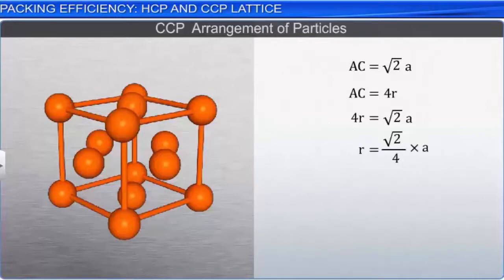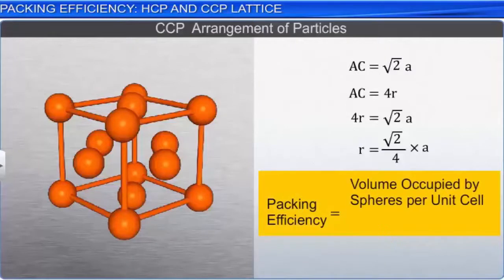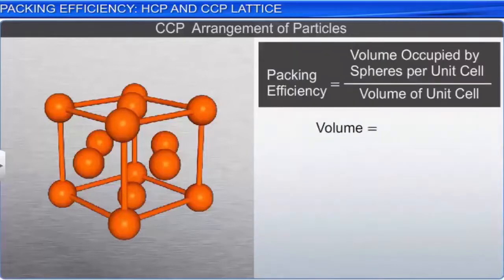Packing efficiency is the ratio of the volume occupied by the spheres per unit cell to the volume of a unit cell. The volume occupied by 4 spheres is given by 4 multiplied by 4 upon 3 multiplied by pi multiplied by R cube. This expression in terms of edge length A is 4 multiplied by 4 upon 3 multiplied by pi multiplied by (root 2A upon 4) whole cube.